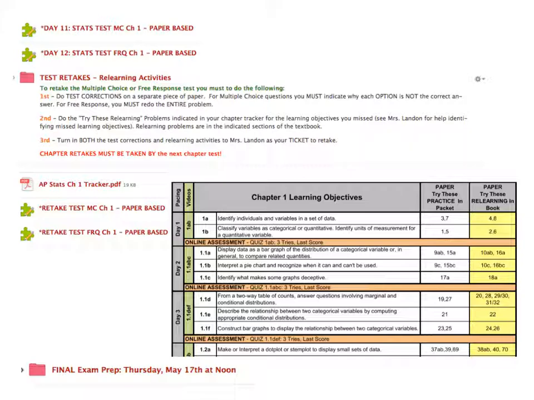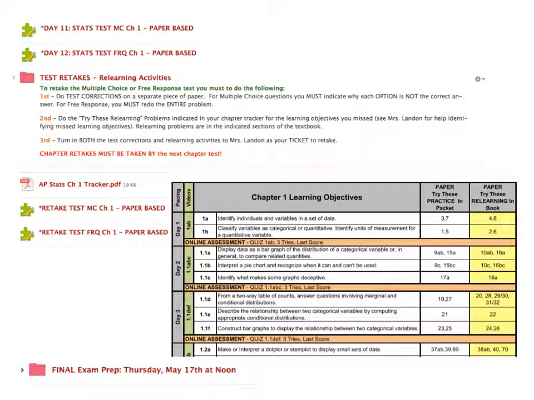Now, when your exam gets corrected, if you are not happy with your results, you can retake either one of these or both exams. But what you must do to do that is you first have to meet with me, and we will talk about your exam and where things went awry and where you were struggling. We will then get out in the chapter your learning tracker, and we need to do some relearning. If you look over here at this column on the tracker, these are try these relearning from your actual textbook. All these problems are in the textbook.